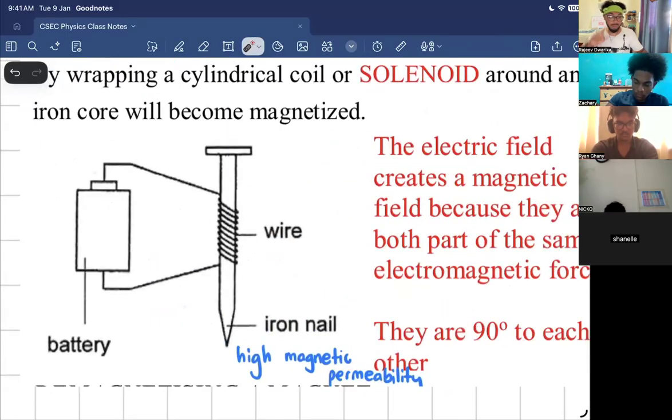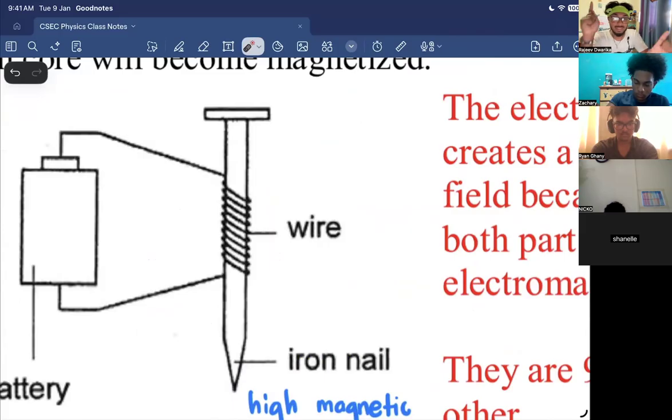Cool. But air has a very low magnetic permeability, meaning that the magnetic field has a hard time passing through the air. Air doesn't really want the magnetic field to pass through it. So you end up losing the magnetic field strength that you just created. So you should use something that's ferromagnetic, in other words, something that has a high magnetic permeability.